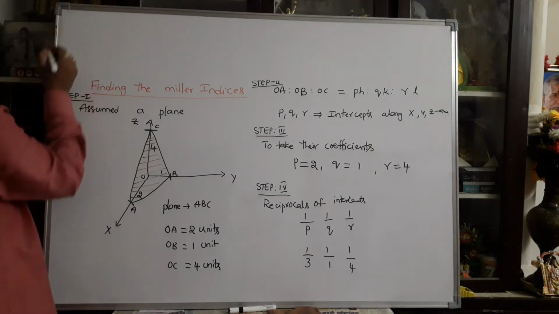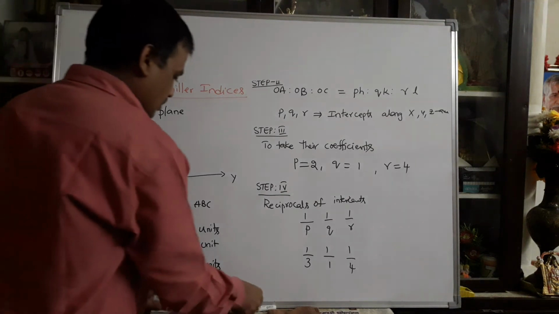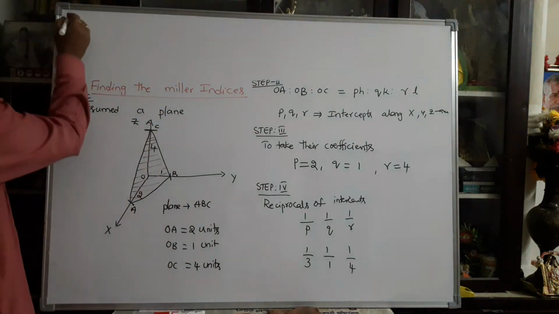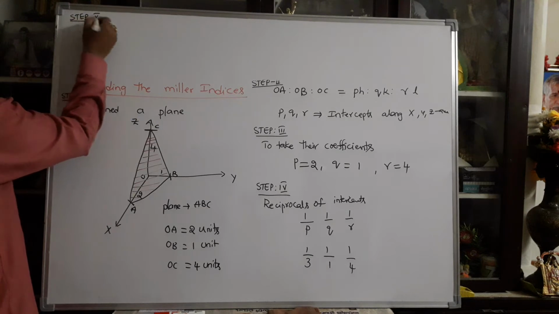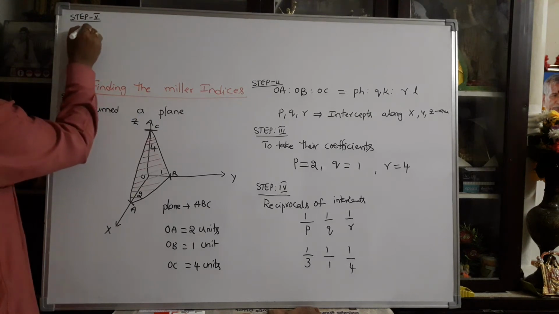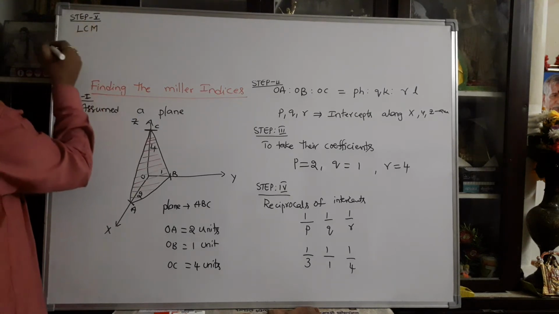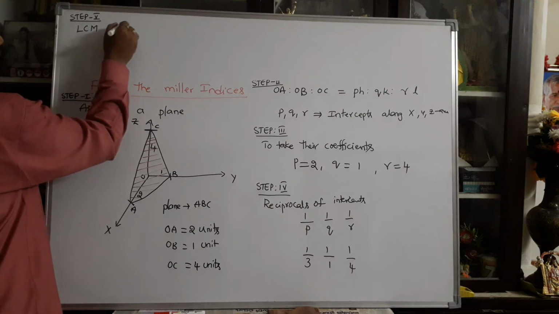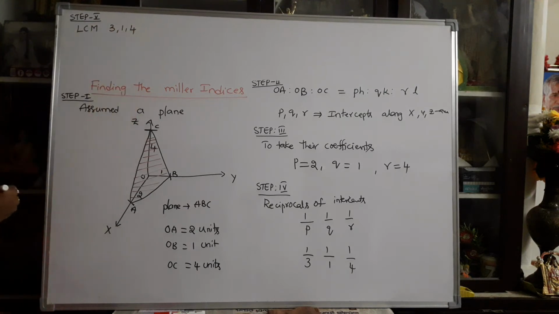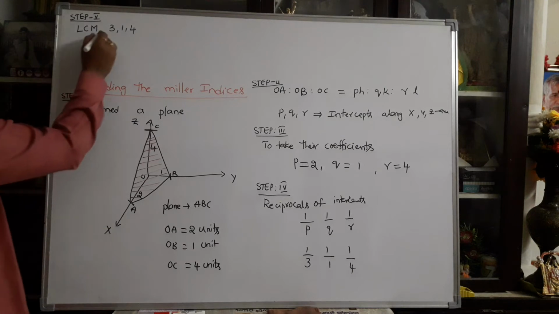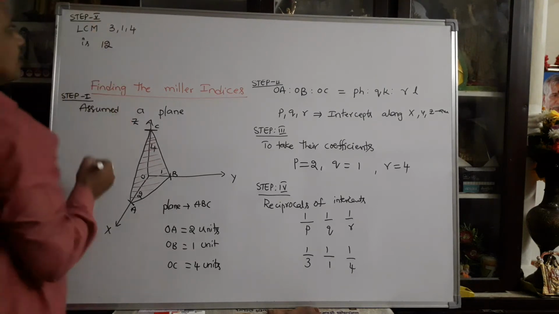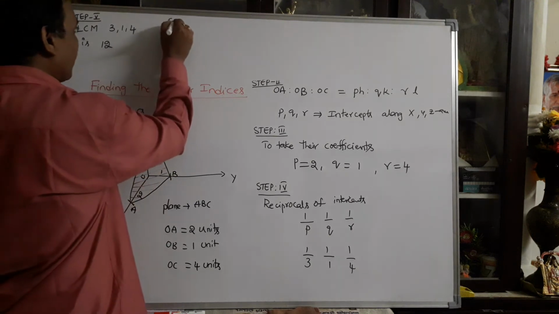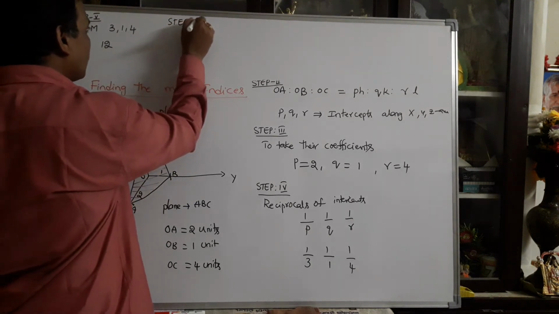So step number 5. Step number 4 completed. Now going to step 5. What is step 5? We can find the LCM value. LCM of the denominators 2, 1, 4. The LCM of 2, 1, 4 is, what is that? 12.